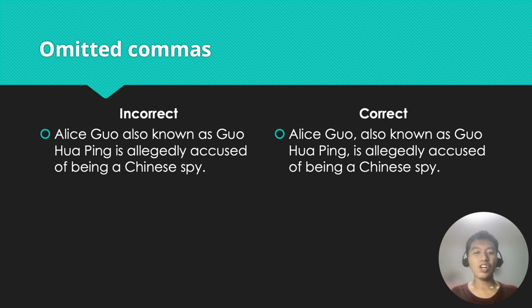Next, we have omitted commas. Use commas to signal non-restrictive or non-essential material to prevent confusion and to indicate relationships among ideas and sentence parts. Here's an example below. Alice Guo, also known as Guo Haping, is allegedly accused of being a Chinese spy. It sounds weird, right? Because there are no commas to make pauses on those clauses. Here's a correct version of that sentence. Alice Guo, also known as Guo Huaping, is allegedly accused of being a Chinese spy.